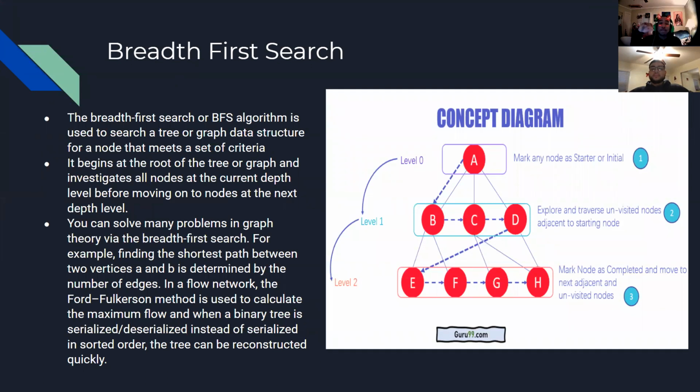It begins at the root of the tree or graph and investigates all the nodes at the current depth level before moving on to the nodes at the next level. You can solve many problems in graph theory via breadth first search. For example, finding the shortest path between two vertices from A to B is determined by the number of edges. In a flow network, the Ford-Fulkerson method is used to calculate the maximum flow, and when a binary tree is serialized and deserialized instead of serialized in sorted order, the tree can be reconstructed quickly.